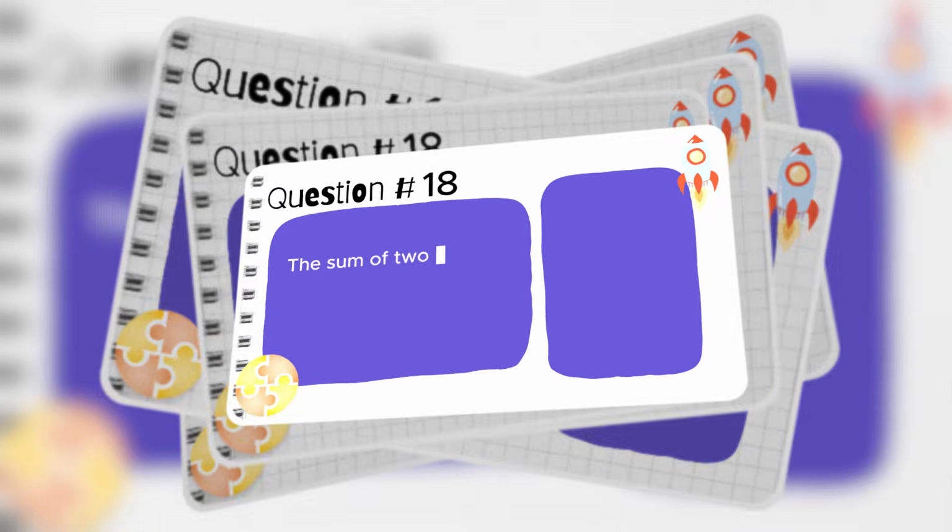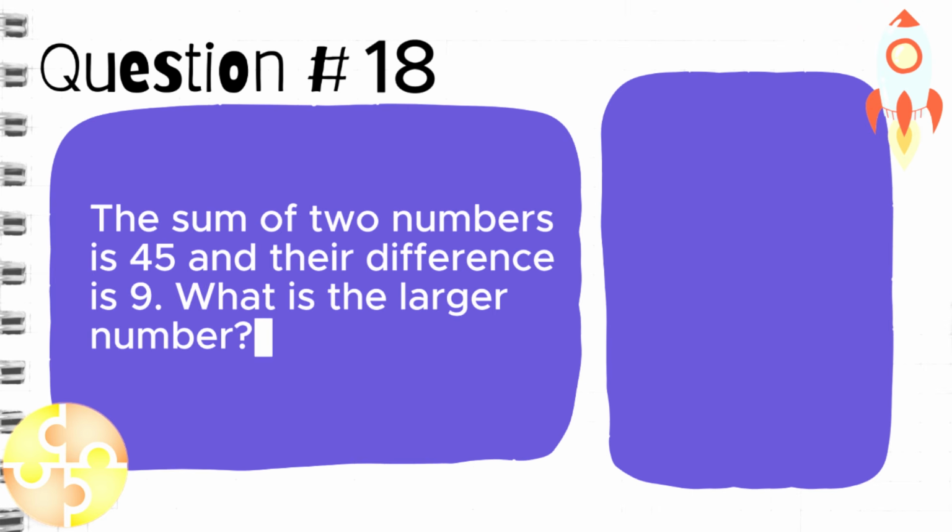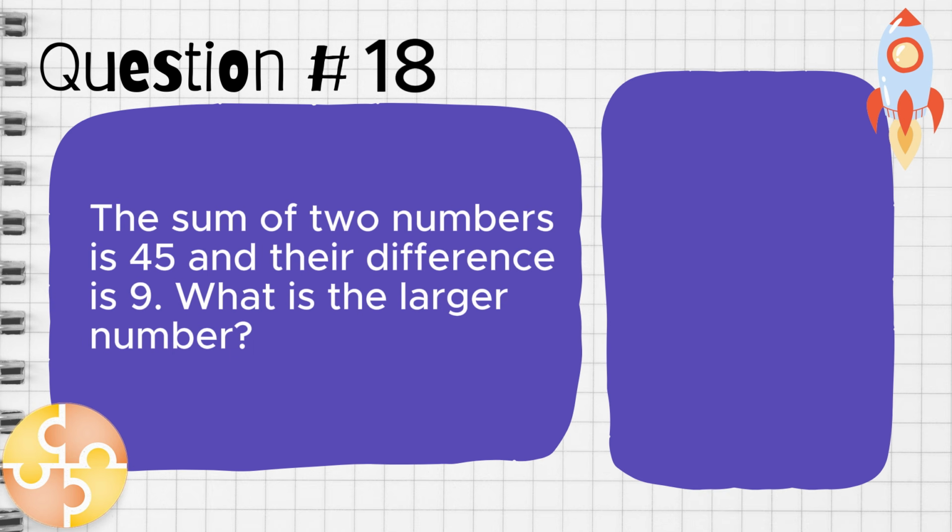Question number 18. The sum of two numbers is 45 and their difference is 9. What is the larger number? A. 18, B. 25, C. 27, D. 36.